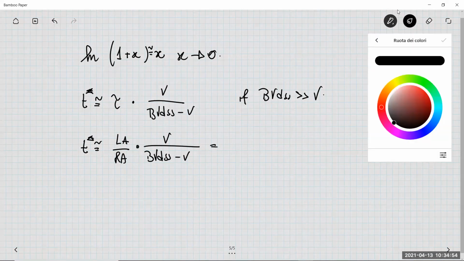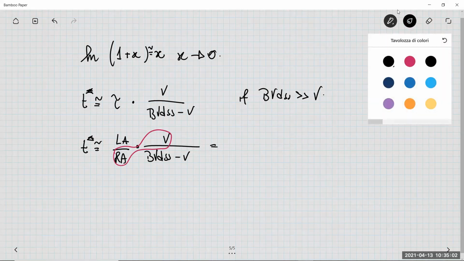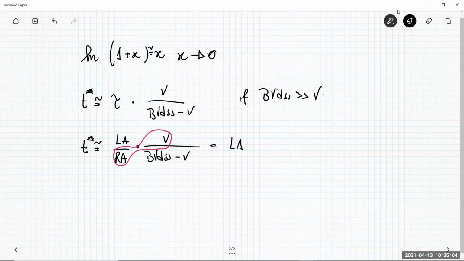Remember that V over RA is the current flowing in the phase. Let me call this current IA, capital letter, the nominal current flowing in the phase when the MOSFET is on, when the phase is energized, divided by BVdss minus V.